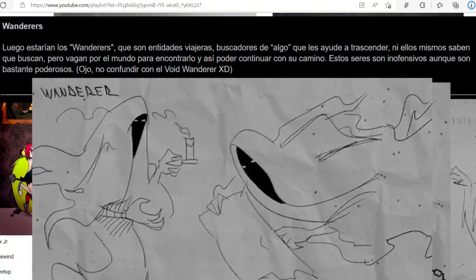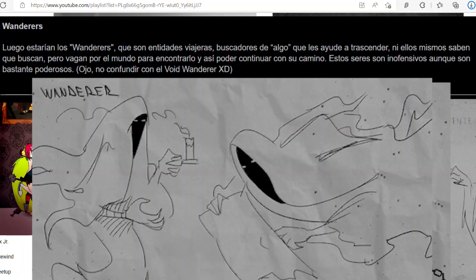Wanderers, Type 5. Wanderers are basically travelers, seekers, or searchers around the world. Their only goal is to search for something to help them cross over, but the only problem is the wanderers don't know what they're actually looking for. They just hope they accidentally find the thing they need to help them cross over. Of course, wanderers are basically very harmless, but be warned, they are very powerful.